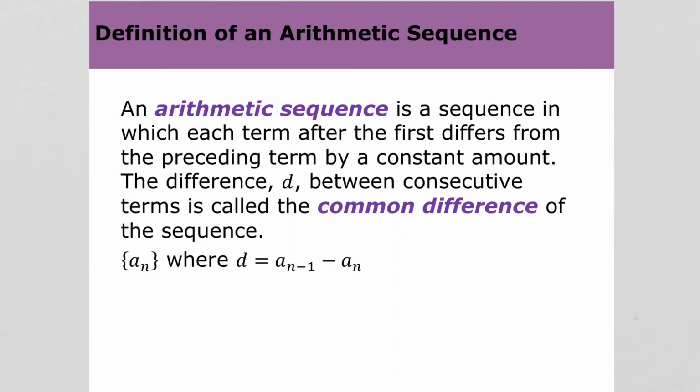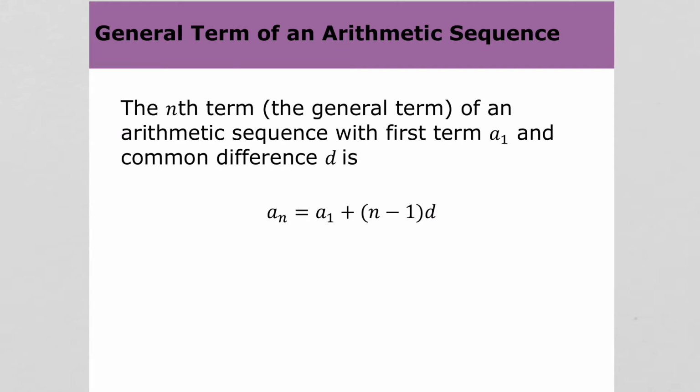So it says d is equal to a sub n minus a sub n minus 1. All that's saying is, say, the second term minus the first term will give you the common difference, or the third minus the second, or the fourth minus the third, and so forth. This is the formula to find a general term, any term of an arithmetic sequence, where you have the first term and the common difference. So if you have the first term and the common difference, then you can plug in, and if it's the 10th term that you want, you would plug in 10 for n.